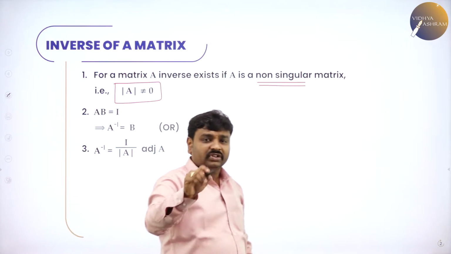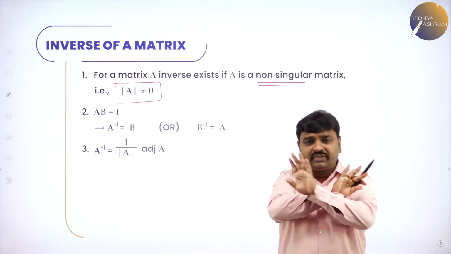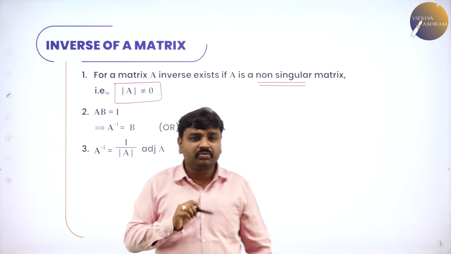If they ask you to find inverse, the first step is find determinant. When you find determinant, if you get 0, conclude that inverse is not possible. And what is meant by inverse? What is meant by inverse?